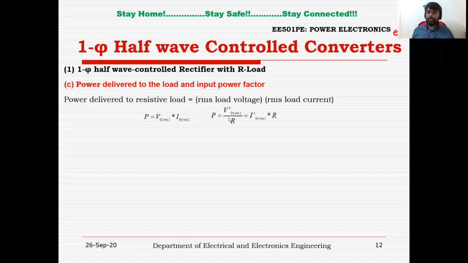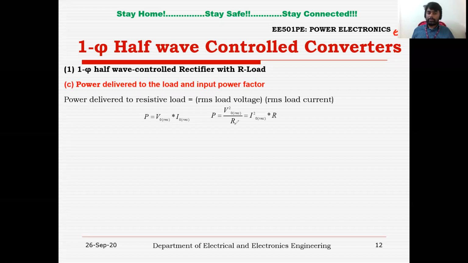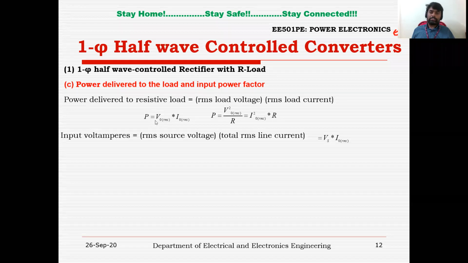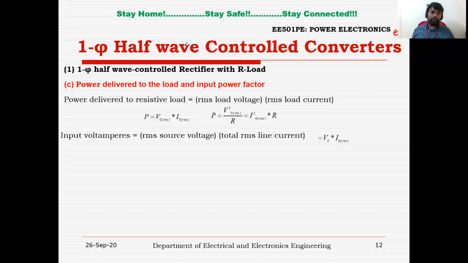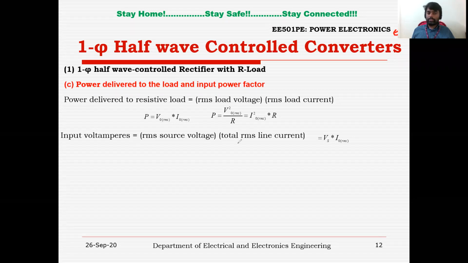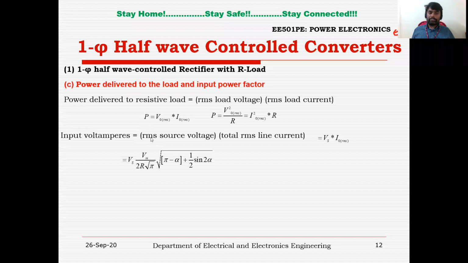In terms of voltage, you can write V naught square RMS by R, or in terms of current, I naught square RMS into R. Right, this is by Ohm's law. And if you want to see the input volt amperes, the RMS source voltage into the RMS total line current will give the input volt amperes. And since the thyristor is connected in series with the source as well as the load, the load current will be the same as the source current. We are going to see that one.